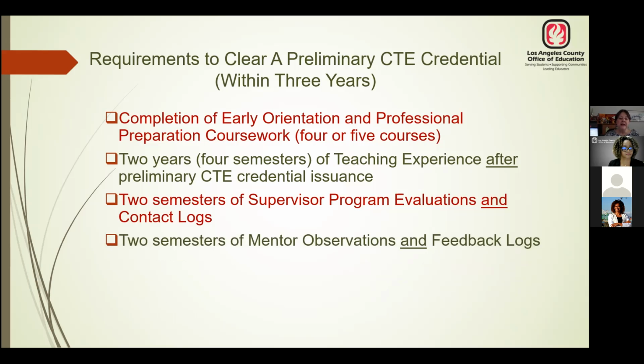Additionally, the CTE administrator needs to assign a mentor teacher, preferably, although it could be a mentor administrator too, but that's a different person. You can't supervise and also mentor the teacher. And they also have to do 2 semesters of mentor observations once per semester, and then also a feedback log that tells us all of the other contacts they've had with the individual to assist them.